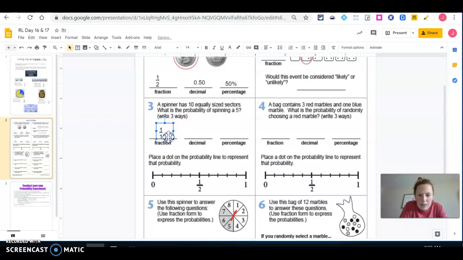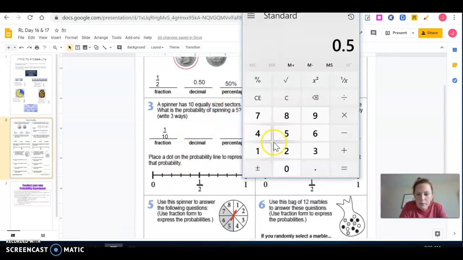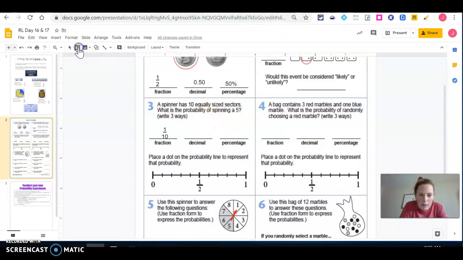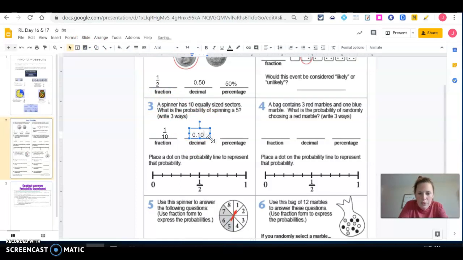Underline. And I'm going to center this because it's going to bug Mrs. Dunn if it doesn't line up. Okay, 1 out of 10. 1 divided by 10 is 0.10, 0.1 or 0.10. For getting my percent, I'm going to go ahead and add that 0. Then it says place a dot on the line to represent the probability.